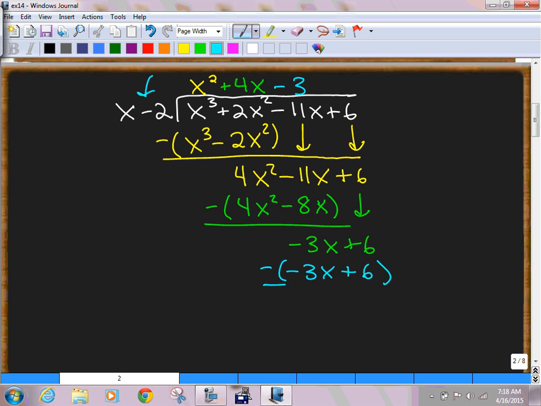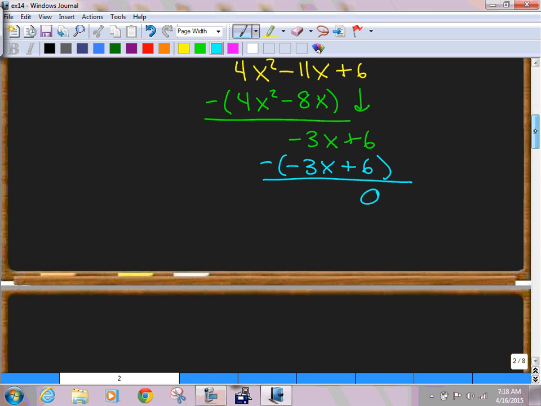This makes sense based on our results earlier. We should end up with a remainder of 0 because we did the remainder theorem with x minus 2, so we should get a remainder of 0. If for whatever reason you get something that's different, you need to go back and check your steps. So now what we have left is x squared plus 4x minus 3.